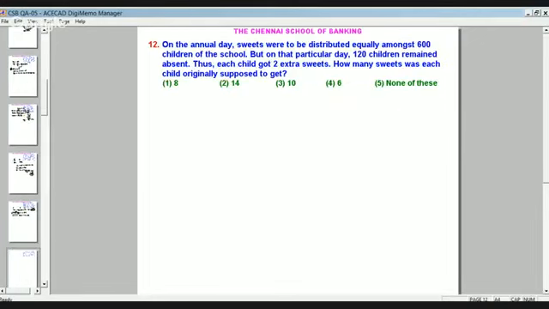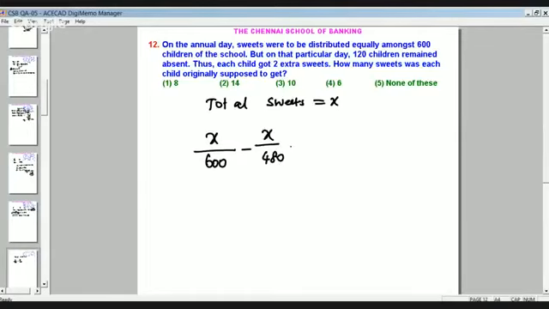Okay, next. So total number of sweets X. Number of sweets 600 children distribute panna. Instead of that, on the particular day 120 children remain absent. So present another 480 da. Particular number of sweets 600 children divide panna, 480 children divide panna, difference 2. Extra, less, either one, all difference.